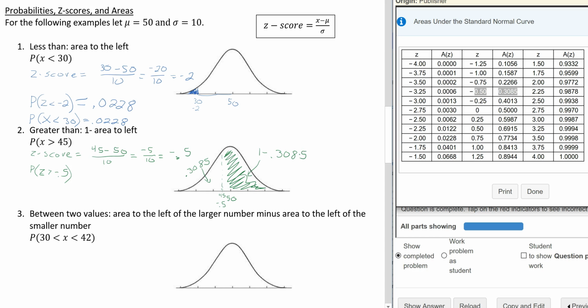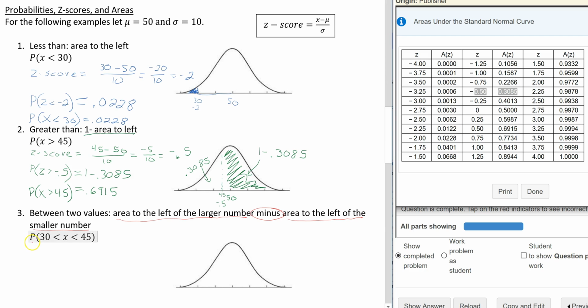A general rule is that if you have a greater than statement, you can find the probability or the area to the right of your particular value of interest by taking 1 minus the area to the left. This equals 0.6915. The probability of having a data value greater than 45 is 0.6915.